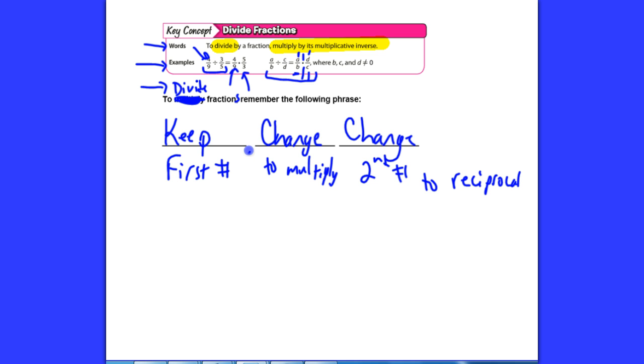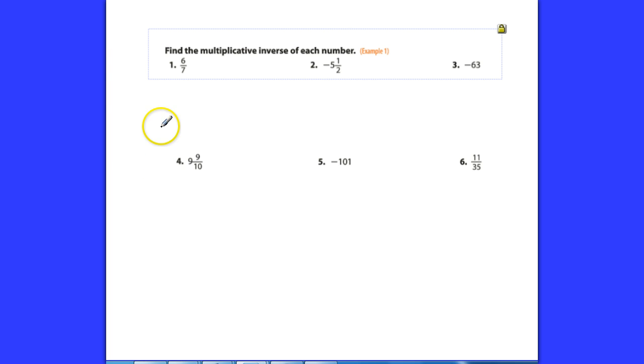Okay, now I'll put a little separator here so you know what we're trying to do. Keep, change, change. Keep the first number, change to multiply, change the second number to the reciprocal. And that's how you do it. At that point, you just multiply. Follow the rules of multiplication that you learned in the previous section. Let's look at some examples here where we've got a little bit of time left for this video. We'll see how far we can get.